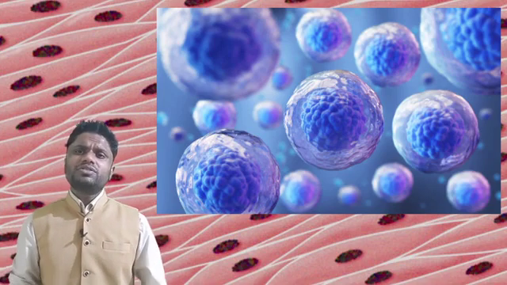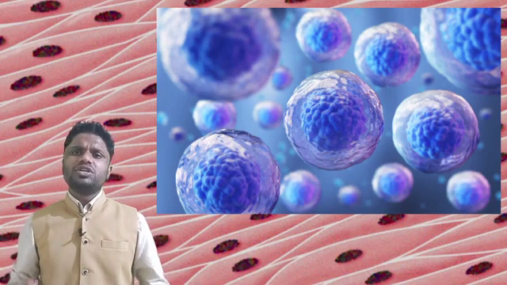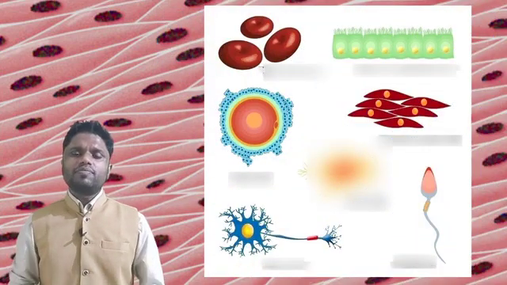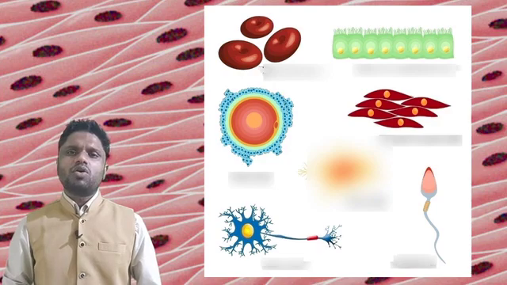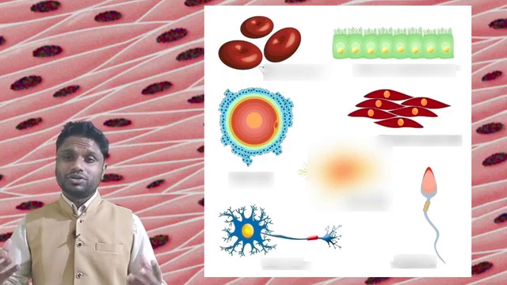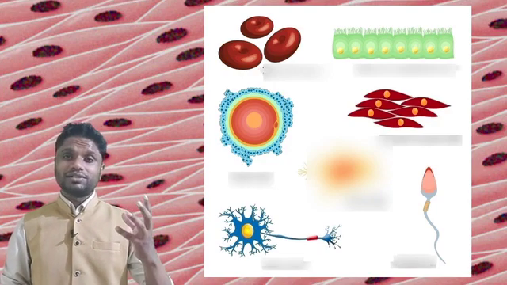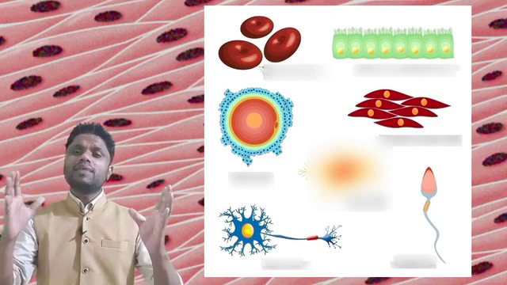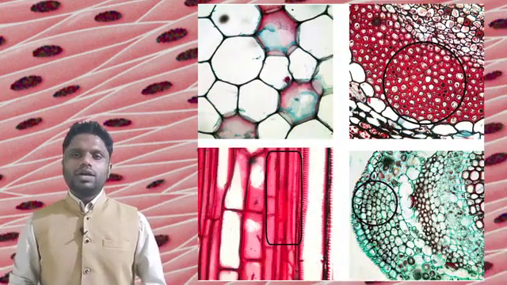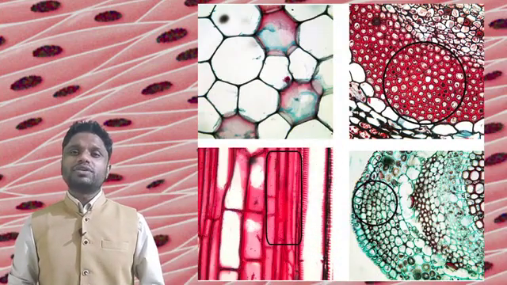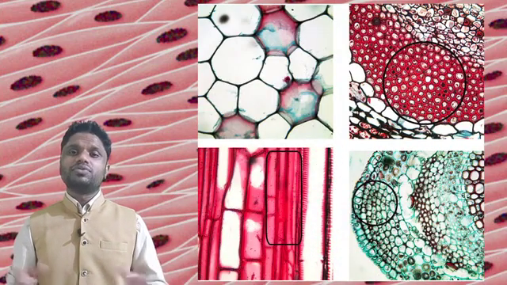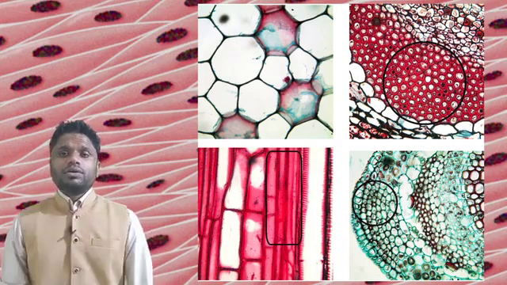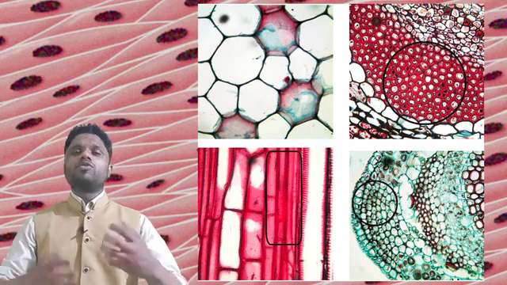A tissue is arranged and designed so as to give the highest possible efficiency of function. Blood and phloem and muscles are all examples of tissues. Alright, on your screen you can see blood cells, phloem and muscles. These all are examples of tissues. A group of cells that are similar in structure and work together to achieve a particular function forms a tissue. So let's see more about tissues.